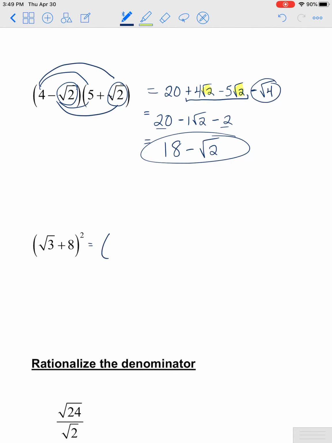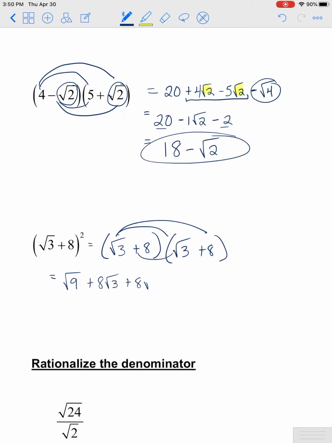Okay. All right, anytime you see a squared, just think of it as radical 3 plus 8 times itself. So if I go through and multiply, radical 3 times radical 3 is just radical 9, plus 8 radical 3, plus 8 radical 3, plus 64.